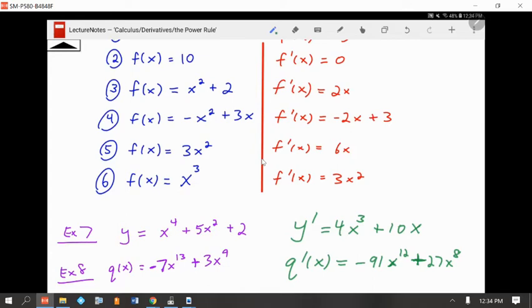3 times 9 is 27. 13 minus 1 is 12. 9 minus 1 is 8. So you multiply the power times the coefficient, and then you subtract 1 from the power. Okay. So what have I got next?